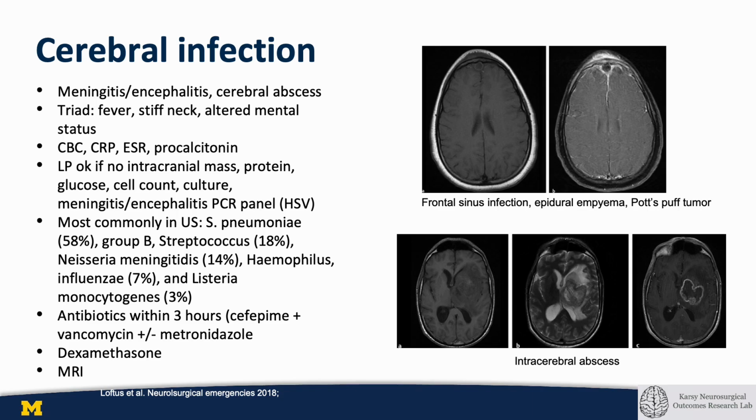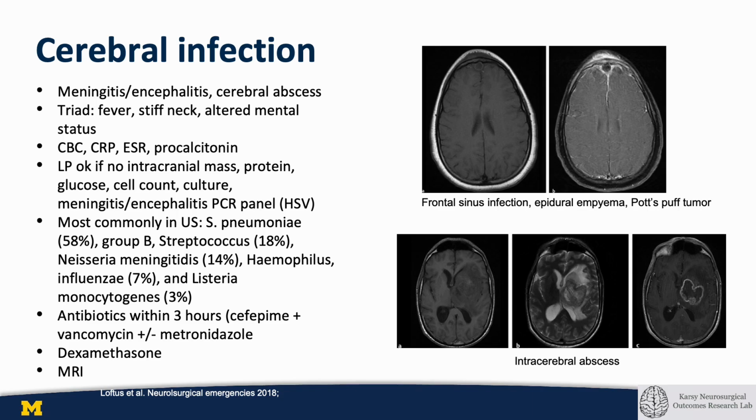A lumbar puncture is okay in a patient as long as they don't have an intracranial mass that could potentially cause downward herniation. And with the lumbar puncture, we try to obtain protein, glucose, cell count, and we do have these PCR panels at most hospitals now that are very sensitive at picking up a lot of different types of infections. And one of the important ones, which can be commonly missed, is herpes simplex. So these panels are really powerful, being able to screen everything out very quickly and are very, very sensitive.